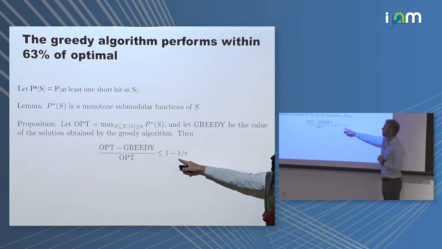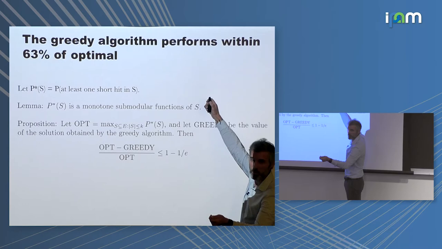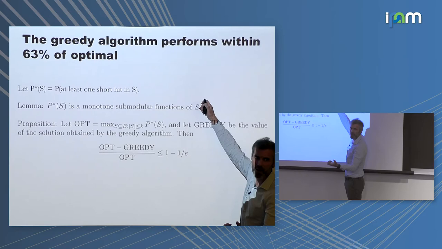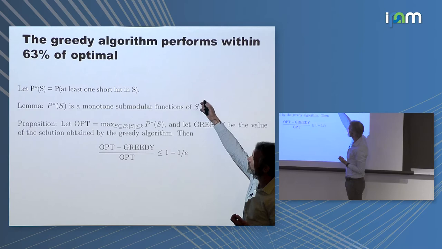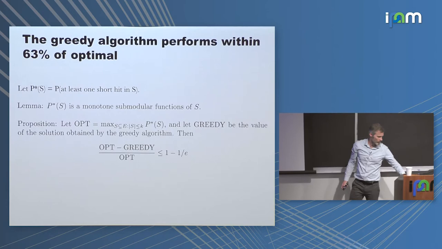And the proof of this is to show that the objective function is monotone. That's easy to see, it's non-decreasing. As I add elements to my set to test, the probability of finding at least one short hit in that set is going to grow. And then it's also what we call submodular, which is a version of concavity for functions over sets. And it turns out that if you have a monotone submodular function and you do optimization subject to a cardinality constraint, you get this kind of constant factor guarantee. Moreover, you can implement this greedy algorithm efficiently.